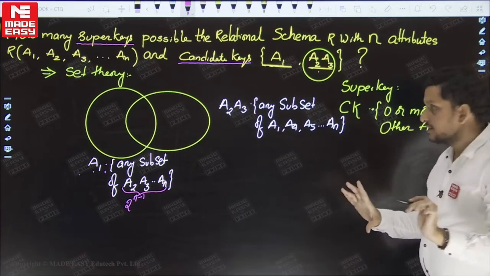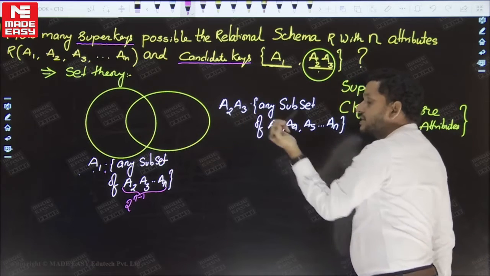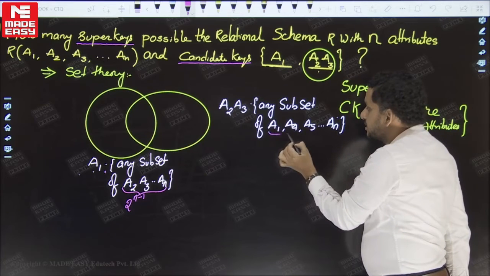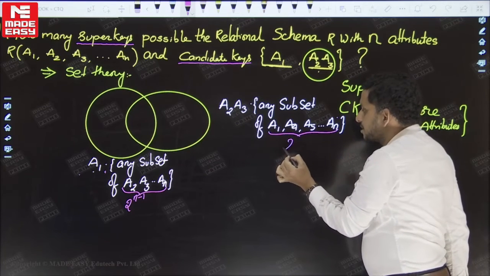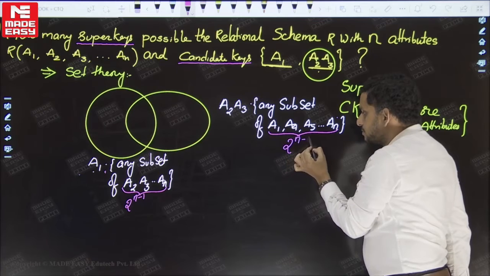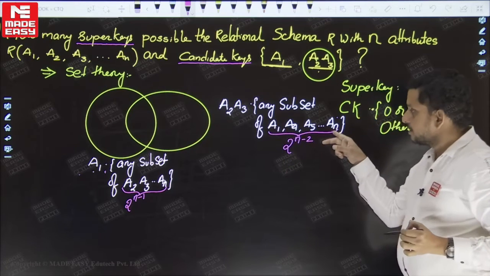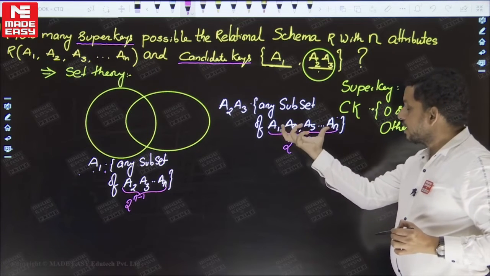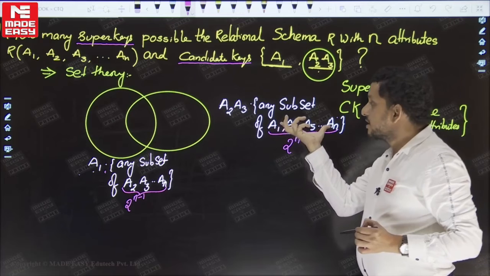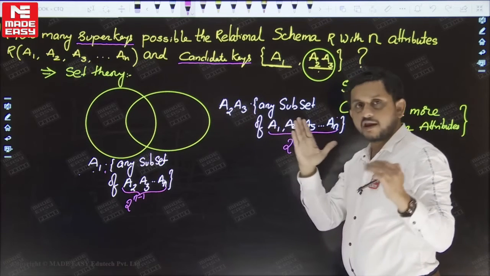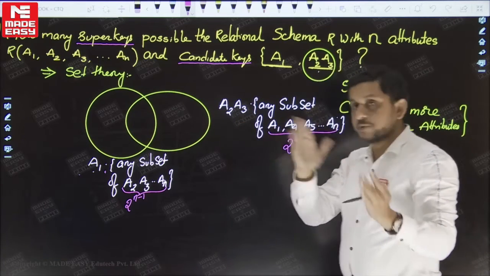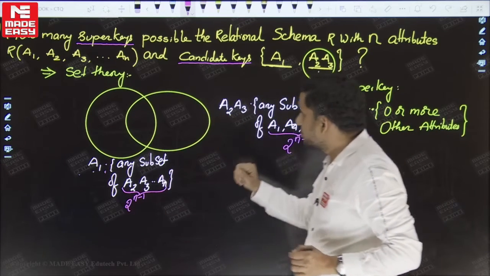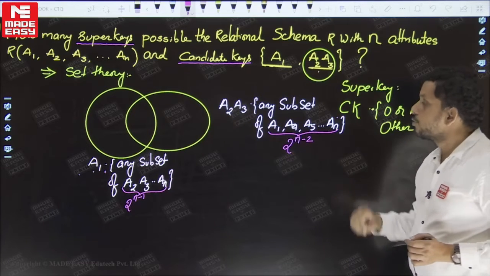Again, the same thing we did for the first candidate key, we are repeating for the second candidate key. These are n minus 2 attributes. For these n minus 2 attributes, the number of possible subsets is 2 power n minus 2. Any subset of A1, A4, A5 up to An, if combined with the candidate key, gives an attribute set that is also a super key. So the super keys because of the first candidate key are 2 power n minus 1, and because of the second candidate key 2 power n minus 2.